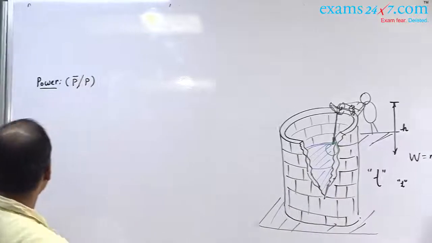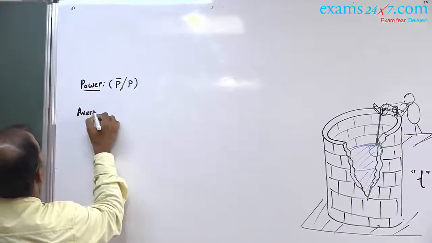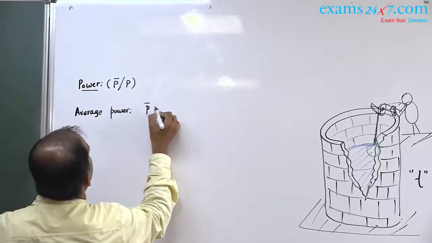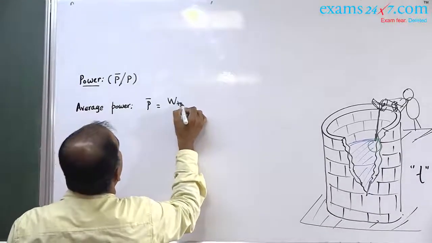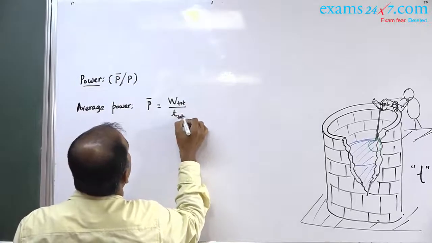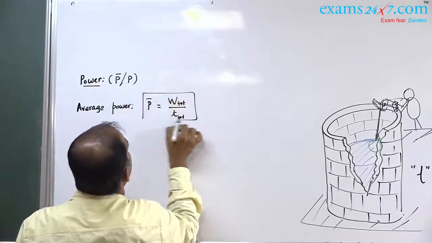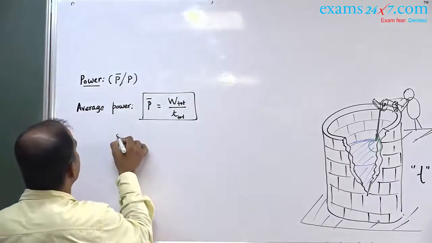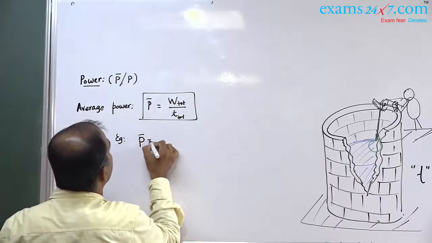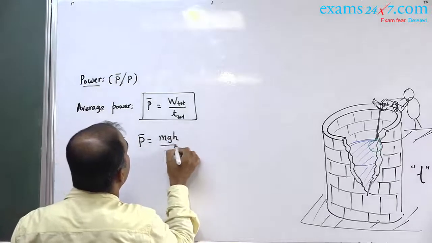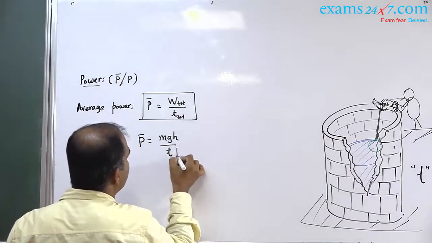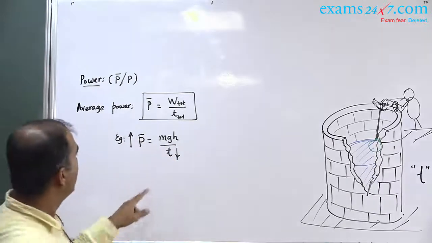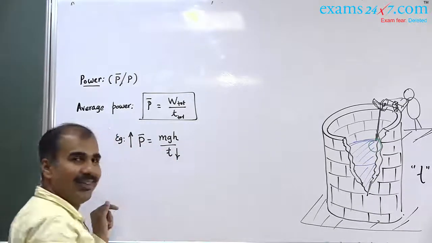So the average power which we define, P average, P bar, is simply the total work done divided by total time taken. In this particular case, for example, average power is mgh by T. You can easily see as T decreases, power increases, more power. If T is more, P is less.